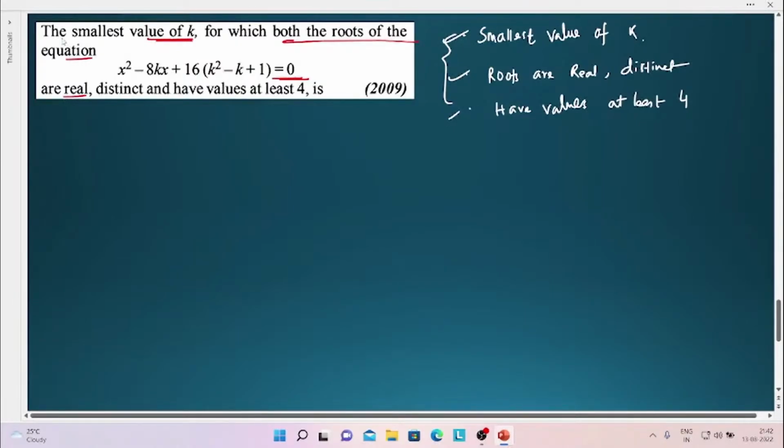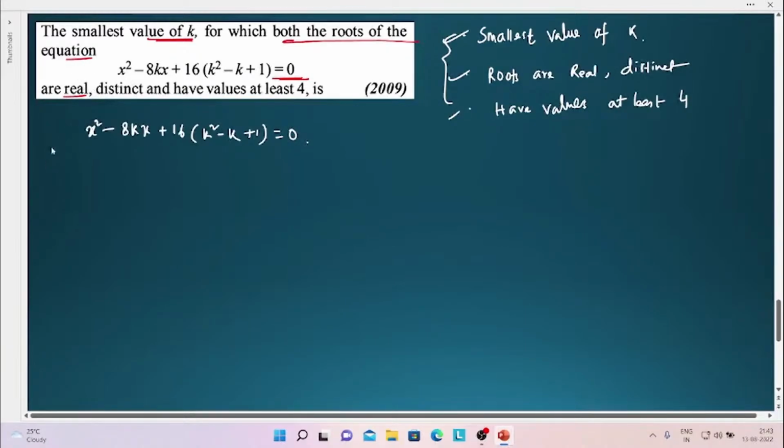So basically we have to find out the smallest value of k for which both the roots of the quadratic equation, which is x square minus 8kx plus 16 times k square minus k plus 1 equals to 0, are real, distinct and have values at least 4, right? So this is also a kind of lengthy question, but let me try. The given quadratic equation is x square minus 8kx plus 16 times k square minus k plus 1 equals to 0, right?